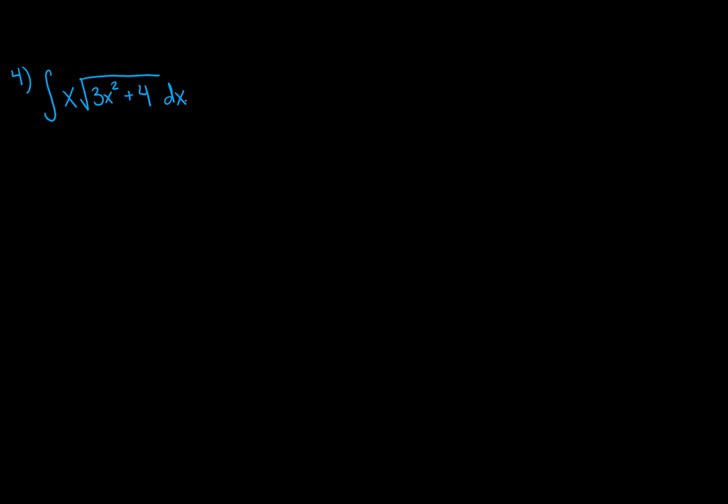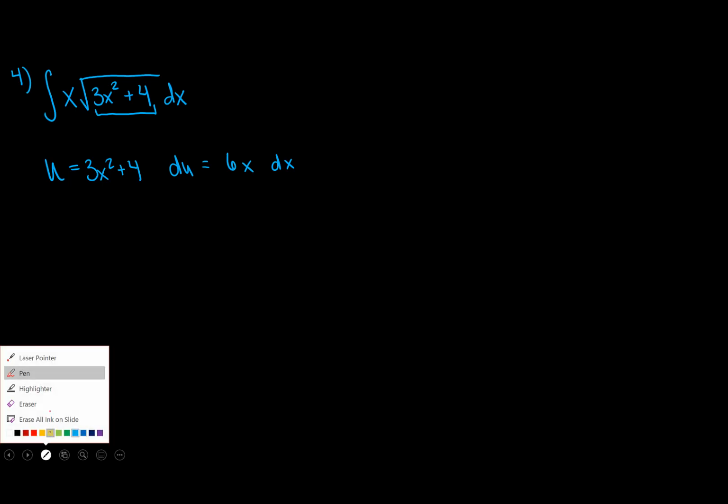dx. All right, team. So this one here is going to be a different type of problem. Remember, again, you're just trying to figure out what the u is and what your du pieces are, and move everything around. All right, so for this one, let's let u be the inside, the 3x squared plus 4. So that means my du is going to be the derivative of this. So this is going to give me 6x. And then don't forget the dx on the end.